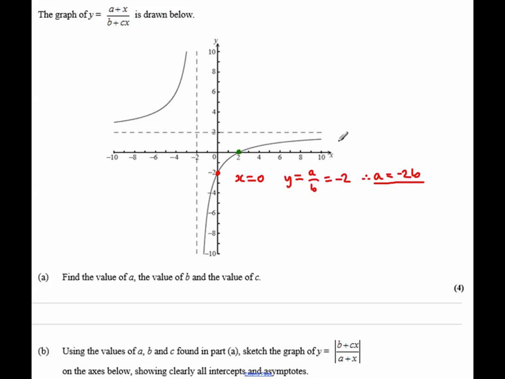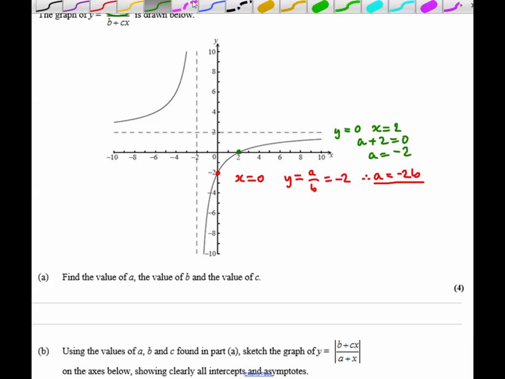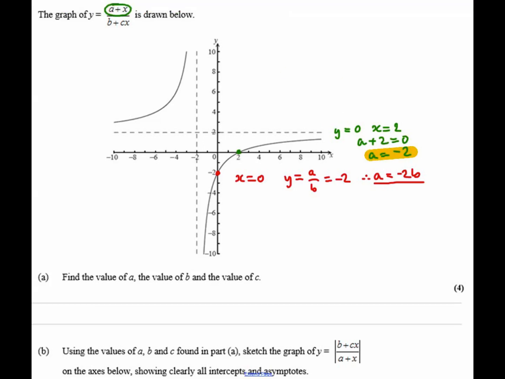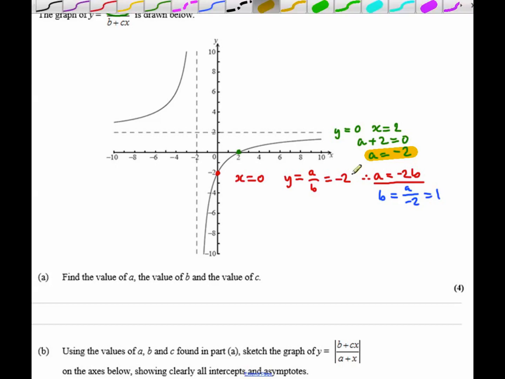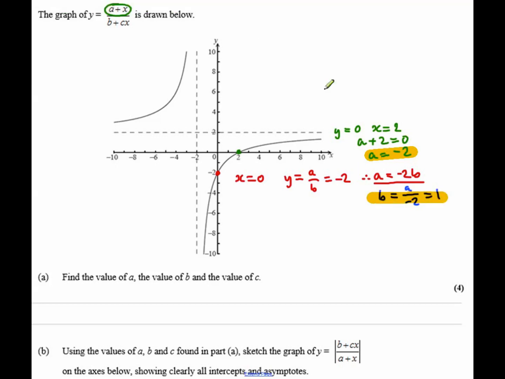I'm clearly going to need 3 equations because I've got 3 variables to find. This intercept is when y equals 0 and x is equal to 2. Now, if y is equal to 0, the top is equal to 0, which means a plus 2 equals 0, which means a is minus 2. And straight away, if a is equal to minus 2, we can go back to this equation, and that tells us what b is. b is a over minus 2, which is 1. So, very nice. We've now got 2 of the values.